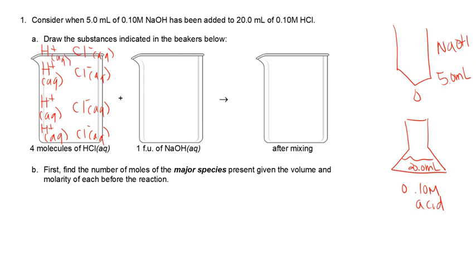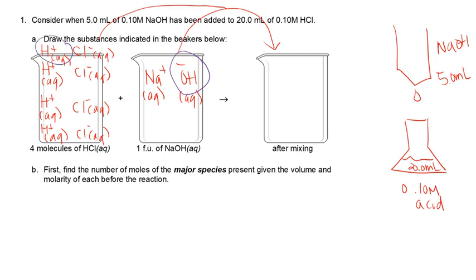Okay, we have 4 of those, and we have 1 formula unit of NaOH. So I'm going to just draw 1 formula unit of NaOH. So that dissociates. And then I'm going to mix these two solutions together. And if I mix those two solutions together, then the OH minus is going to react with the H plus, and I am going to make 1 molecule of water. But the rest of it is still floating around in solution.